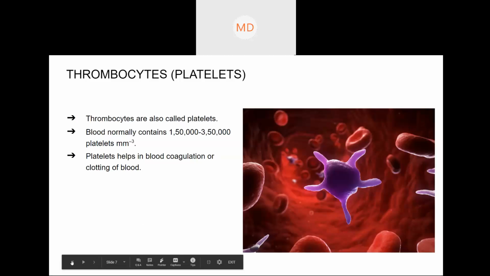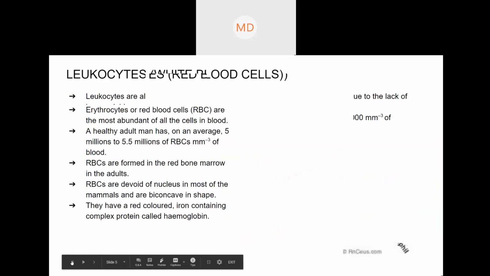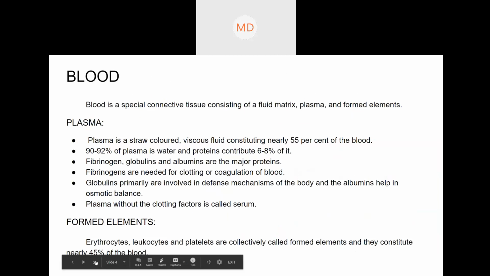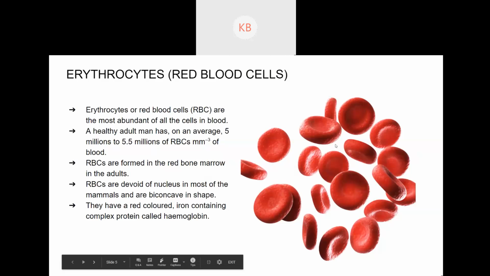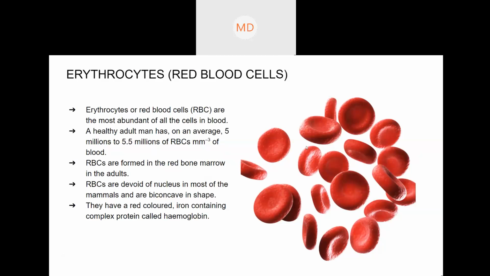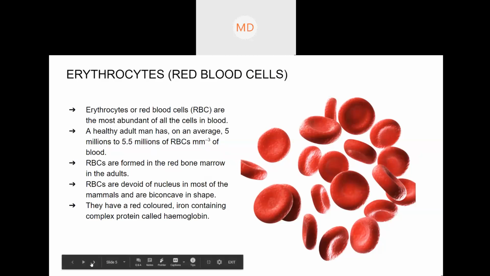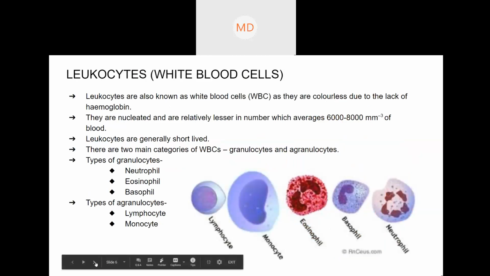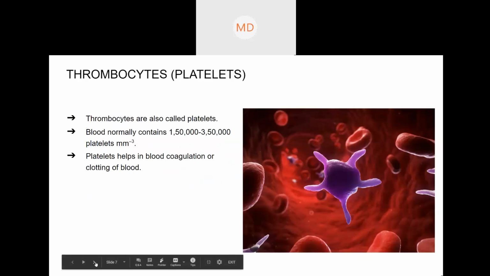These are the three types of blood cells, that is red blood cells, remember the diagram, and white blood cells, then there is platelets, three types of blood cells.